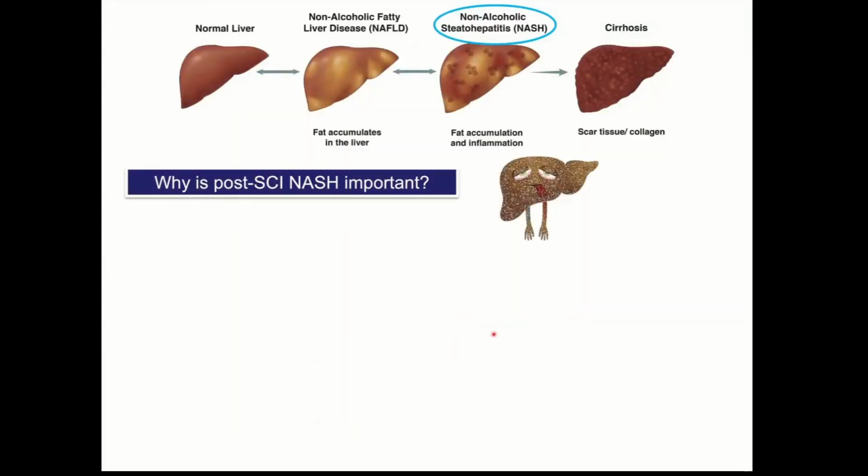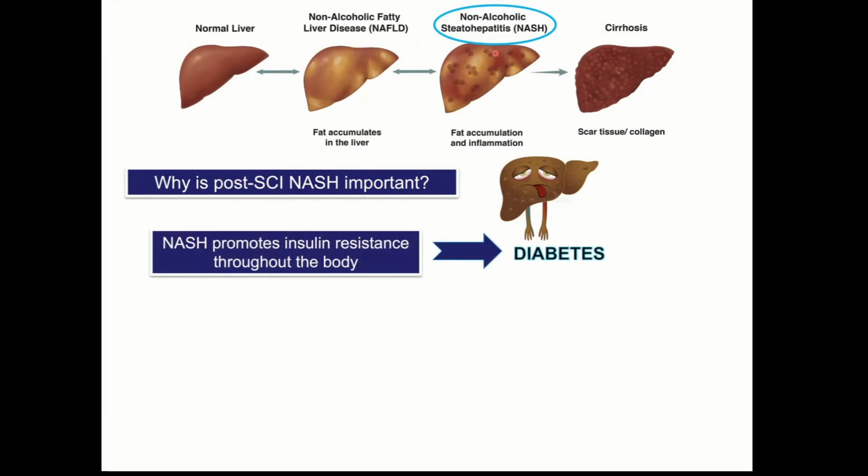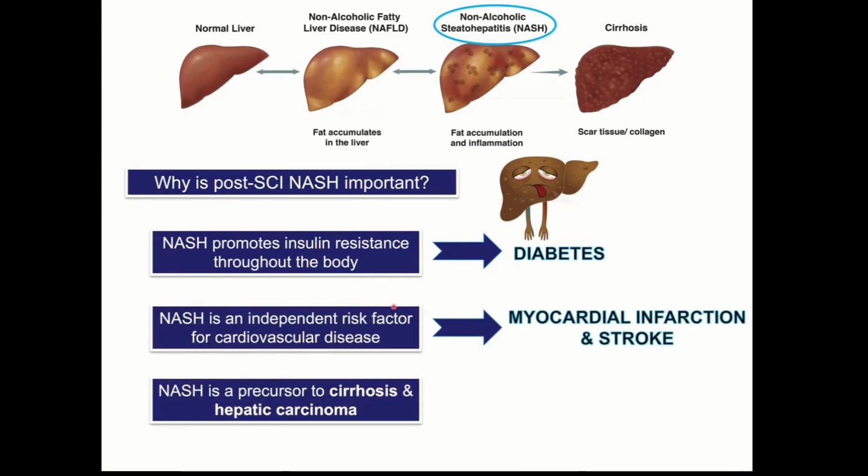Why is this important? This is important because this condition, also known as NASH for short, is known to promote insulin resistance throughout the body. Insulin resistance is the precursor to diabetes. NASH is also an independent risk factor for cardiovascular disease. So people who have NASH have a much higher incidence of heart attacks and strokes. NASH is also a precursor to hepatic carcinoma, or liver cancer.